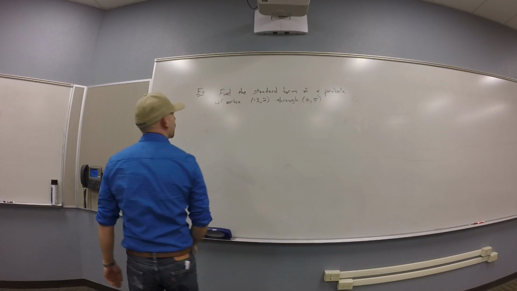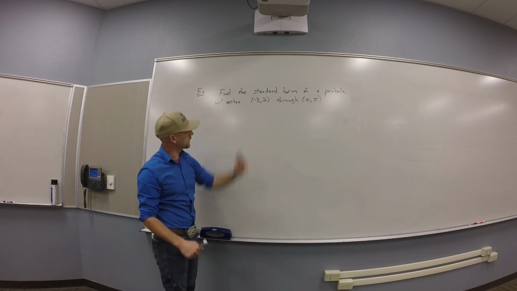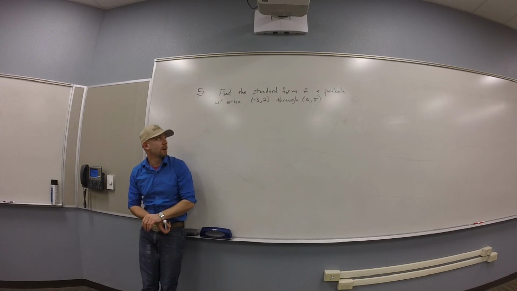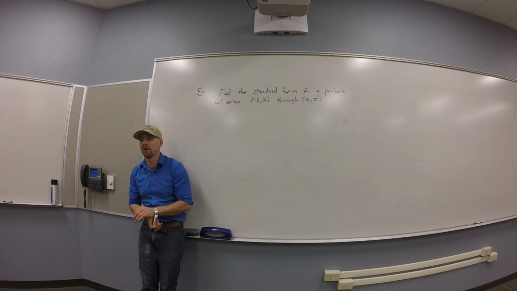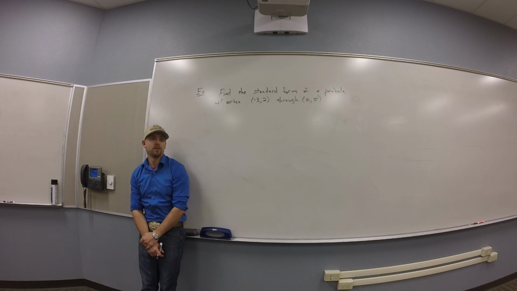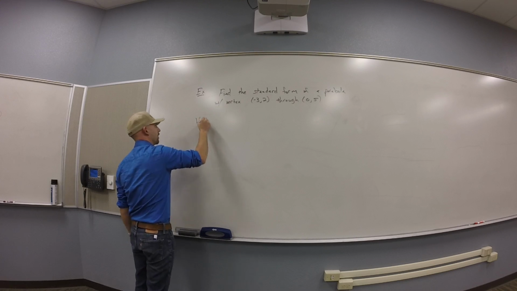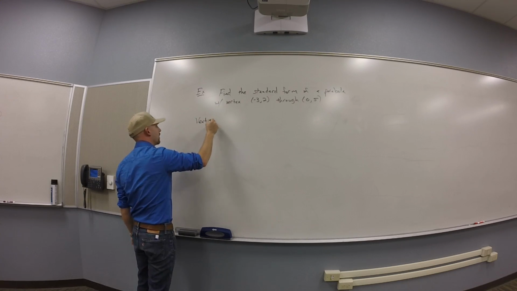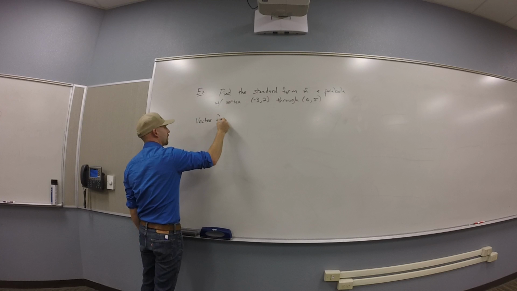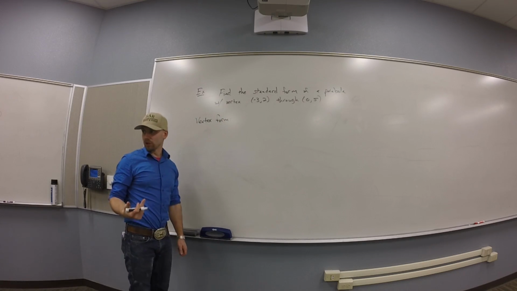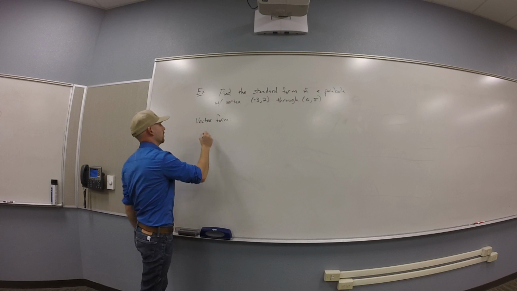All right, so we wanted to find the standard form of a parabola with vertex -3, 2 through 0, 5. So, what did you guys start with? Vertex form. Okay, vertex form. So you go into the dusty cobwebs of your brain and pull out vertex form, right? Or you think about it in terms of shifting. I don't care what you do.